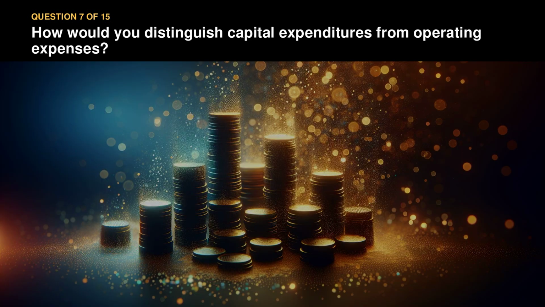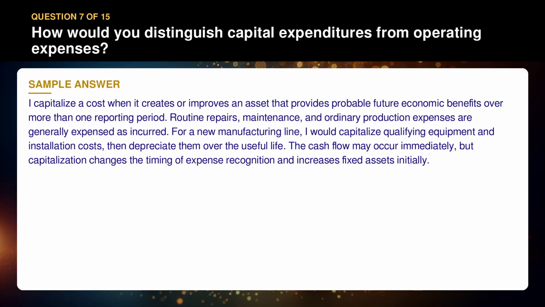Question 7. How would you distinguish capital expenditures from operating expenses? I capitalize a cost when it creates or improves an asset that provides probable future economic benefits over more than one reporting period. Routine repairs, maintenance, and ordinary production expenses are generally expensed as incurred.